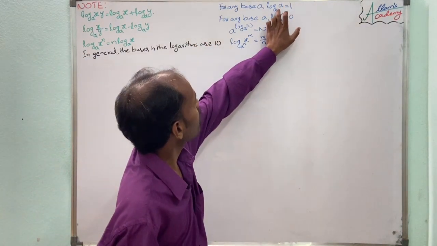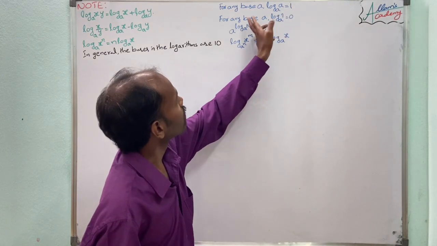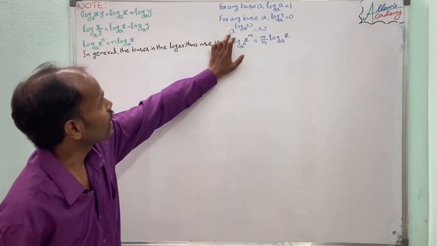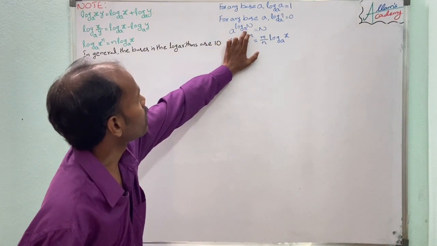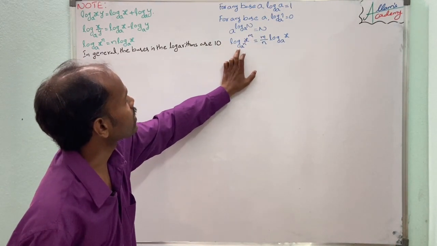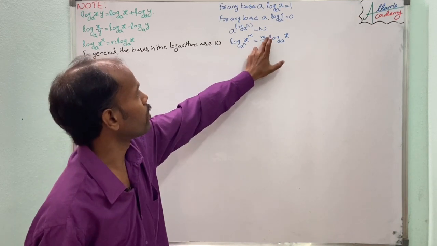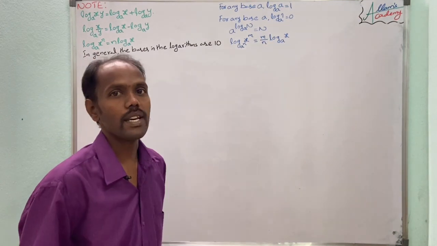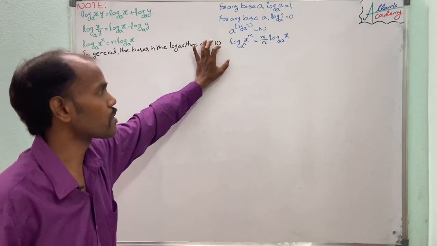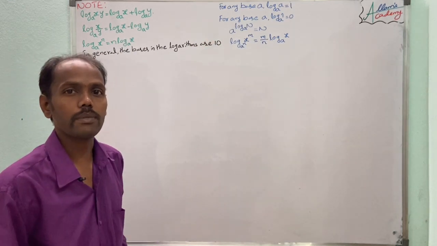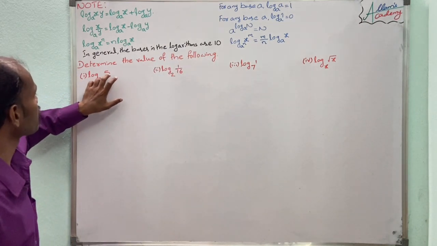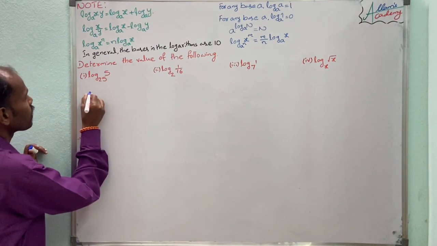And log a base a equals 1. And for any base a, log 1 base a equals 0. And a power log n base a equals n. Log x power m base a power n equals m by n log x base a. Now using these formulas, these principles, we solve some problems. Here is a problem: determine the value of the following. The first one is log 5 base 25.